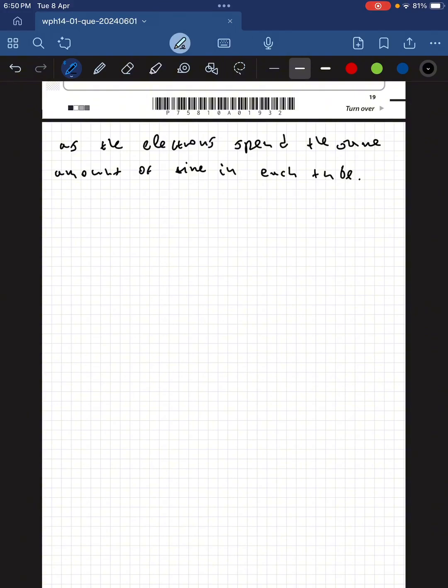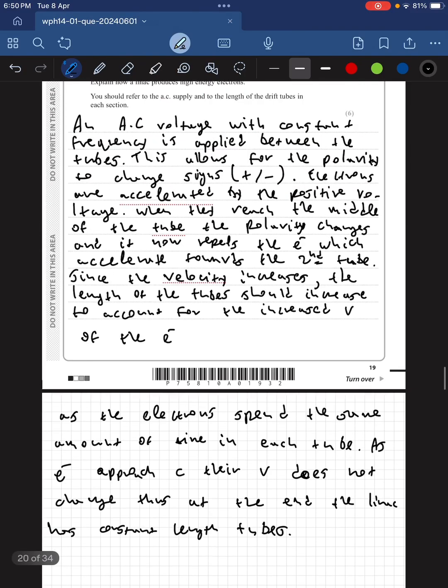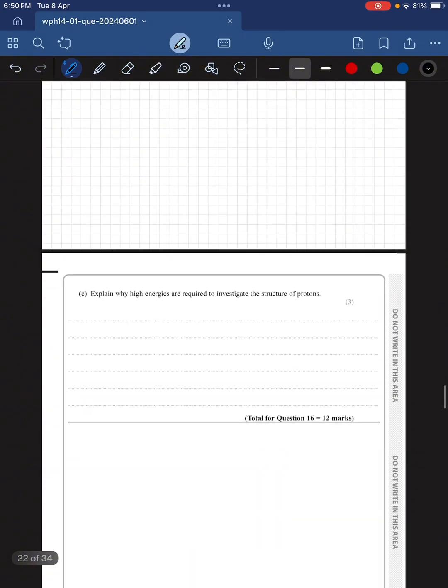Okay, as electrons approach c, the speed of light, their v does not change. Thus, at the end, the linac has constant length tubes. Right? Okay. And we are left with part C.